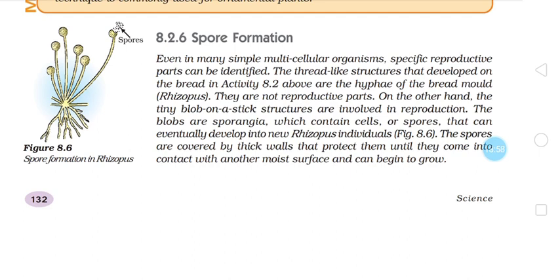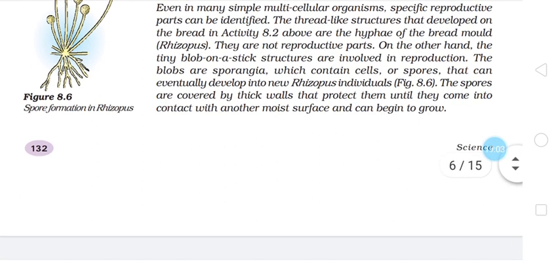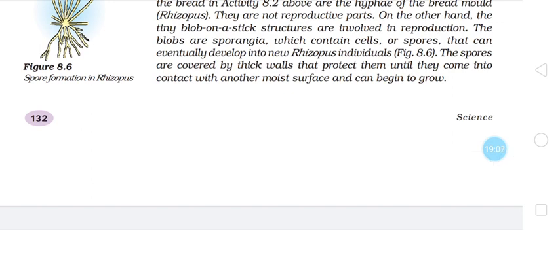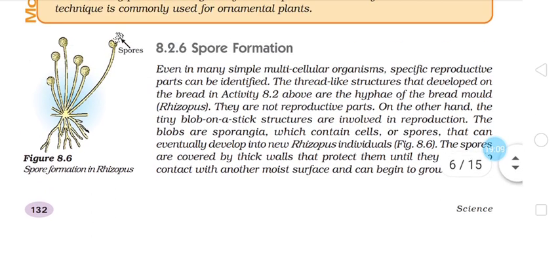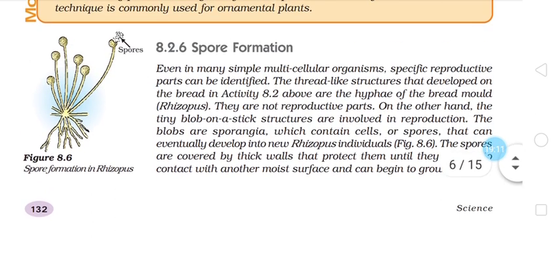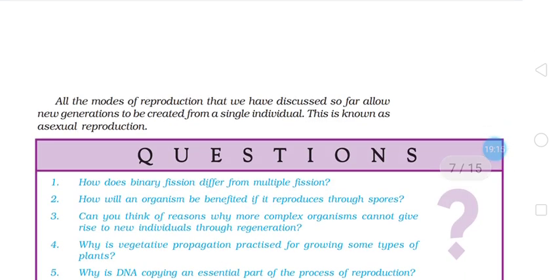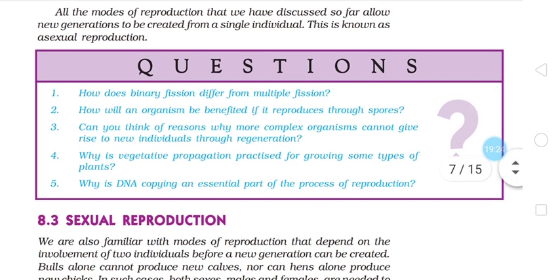The spores are covered by a thick wall that protects them until they come into contact with another moist place and can begin to grow. Here, spore formation in Rhizopus is shown. All the modes of reproduction that we have discussed so far allow new generations to be created from a single individual. This is known as asexual type of reproduction.